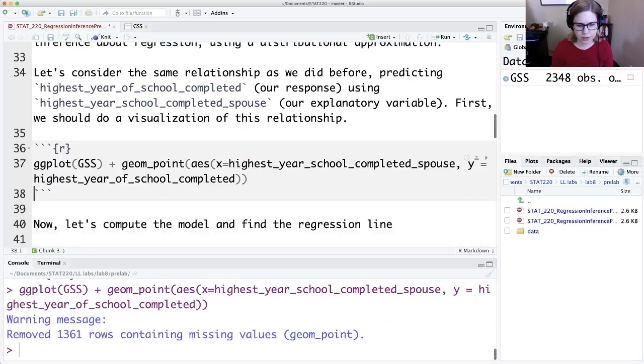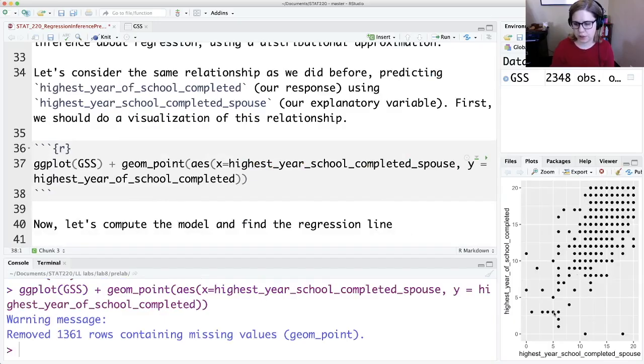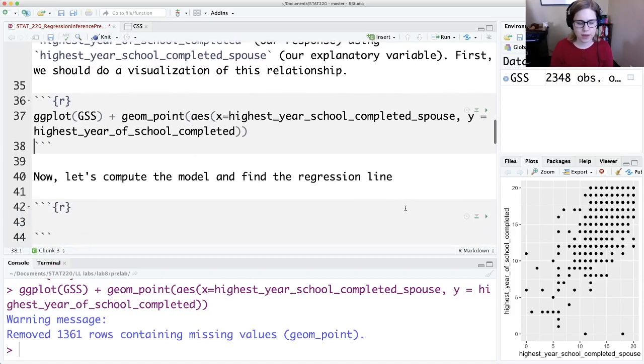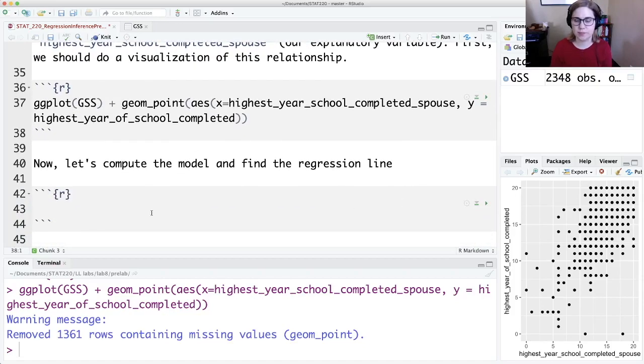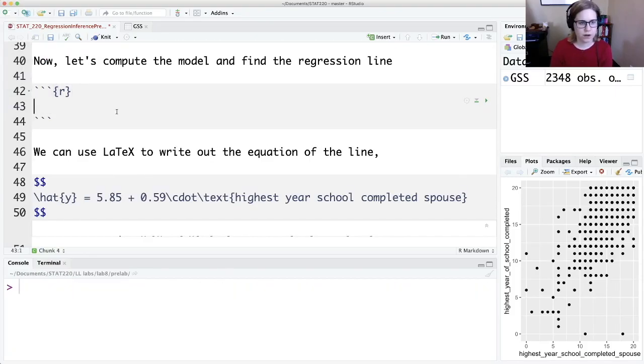And if I control enter here, now I can see the relationship between the highest year of school someone's spouse completed and the highest year of school a person completed. And I've got this nice, looks like a moderate positive linear relationship. And then the next thing that we want to do is compute a linear model to find the regression line. So I would encourage you to try and find the model the same way we did in Lab 3 before you go on. All right.